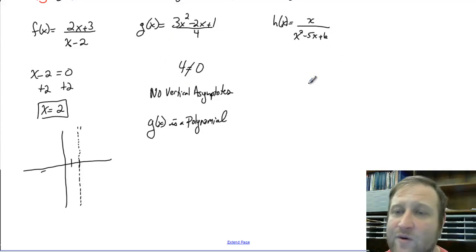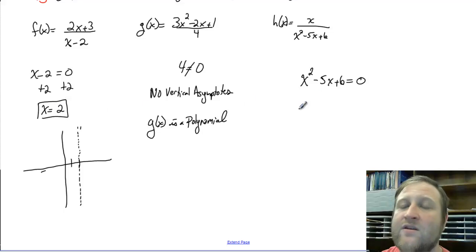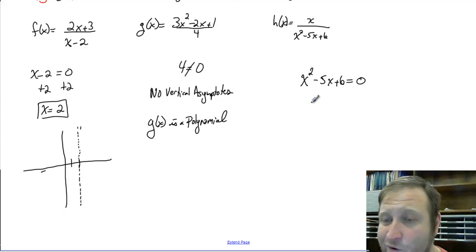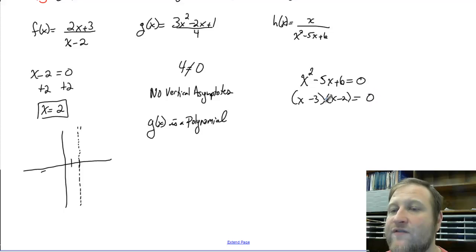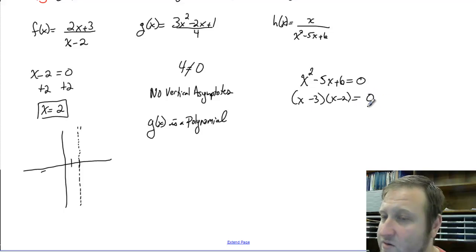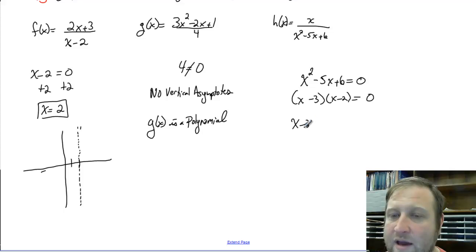Then lastly over here with h of x, we know in order to find the vertical asymptotes, we have to set x squared minus 5x plus 6 equal to 0, because again they have to be equations of lines. So in order to solve this, we could either use the quadratic formula or factor. I preferably like to factor because it's easier a lot of times. So we're going to factor this into x minus 3 times x minus 2. I think I said prior not equal to 0. We set it equal to 0 to find the vertical asymptotes.